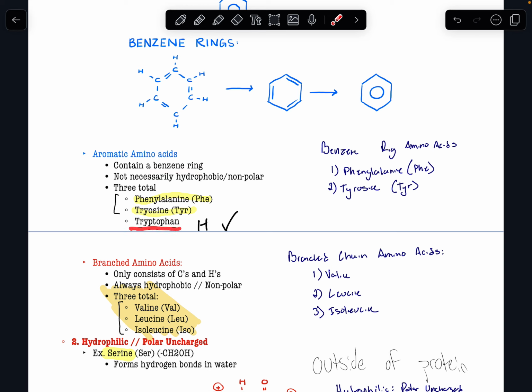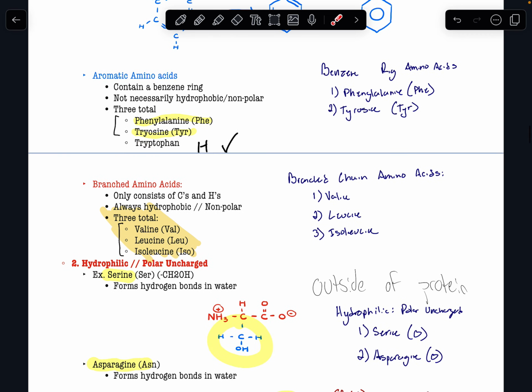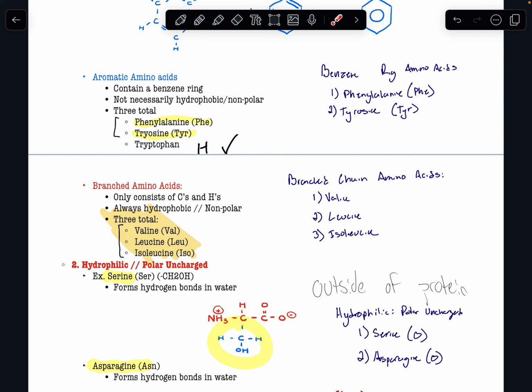If you want to remember tryptophan, do it. However, I've not seen too many examples that use tryptophan. However, you never know what he's going to put on those exams, so it's never a bad bet to remember those. Last subcategory for hydrophobic nonpolar amino acids, we're looking at branched chain amino acids.